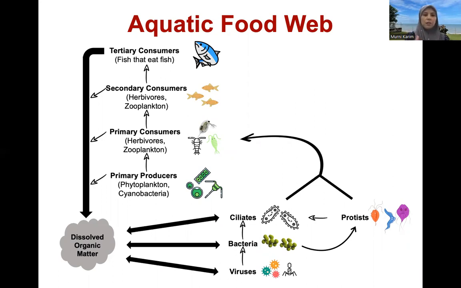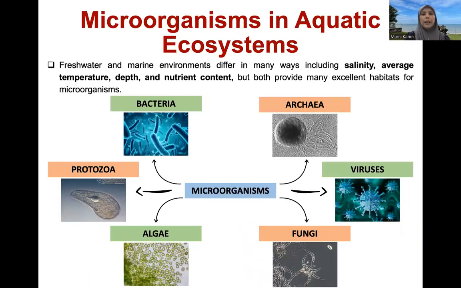So all these consumers and also producers contribute to the dissolved organic matter, which includes ciliates, bacteria and viruses, because they have a very complex mechanism. So the dissolved organic matter can be used as feed for other organisms, but sometimes it also causes disruption in the water quality. Okay, and the microbes in the aquatic ecosystem, like I said before, differ in marine environments, depending on the salinity, average temperature, the depth and the nutrient content.